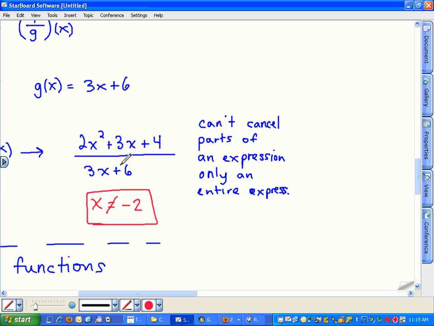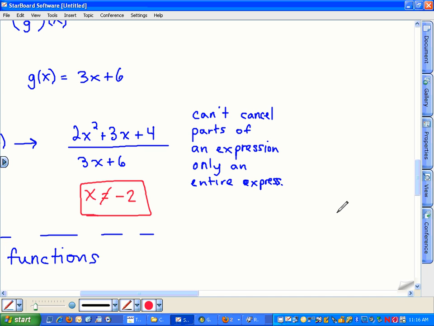Well, it's -2 for this particular problem. It can change depending on what the problem is, but you have to have this as part of your answer. Okay. Now, for this one, it was pretty easy to figure out what x can't be. X can't equal -2. For some of the others on your worksheet, it's going to be a little bit more difficult.